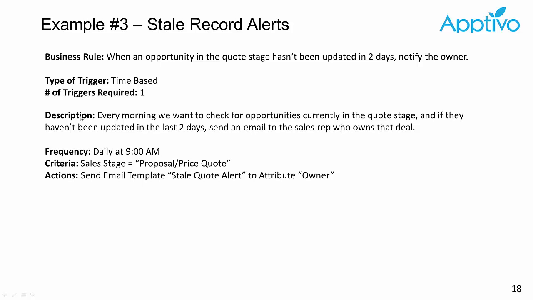In this case, the actual rule that you're implementing is every morning you check all the opportunities. You look for only the ones in the quote stage. And if their update date is more than 2 days ago, I want to send an email to whoever owns it. In the case of a time-based trigger, there's something called the frequency. Here I can say daily at 9 a.m. is when I want this trigger to run. The criteria is only applying to the deals in the stage of proposal price quote. And then the action is to send the email template of stale quote alert to the owner.